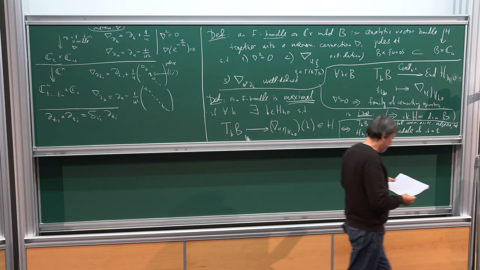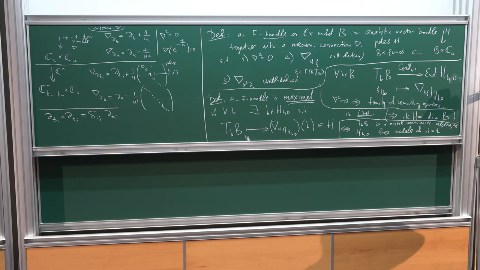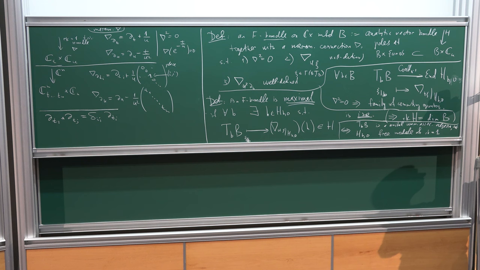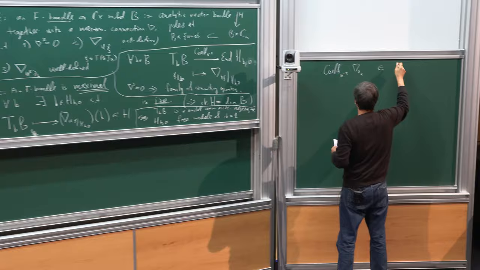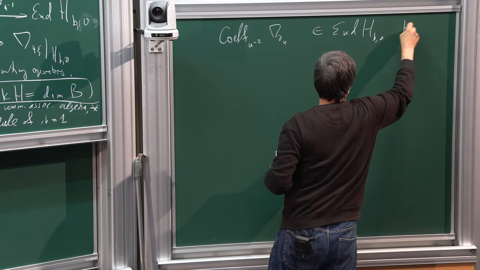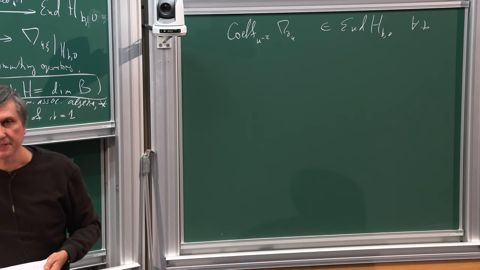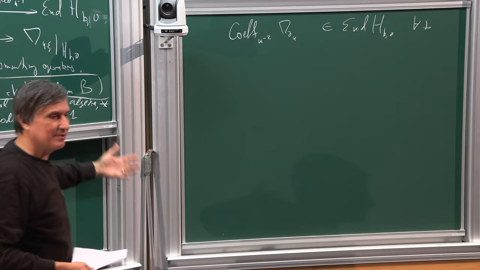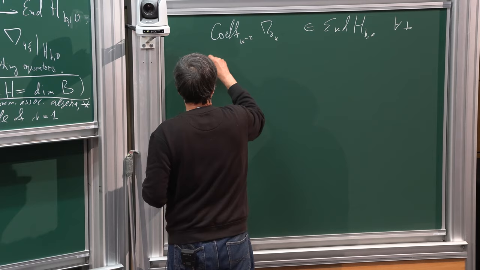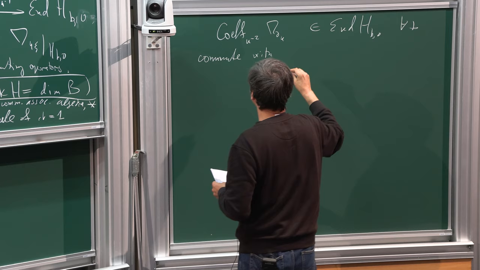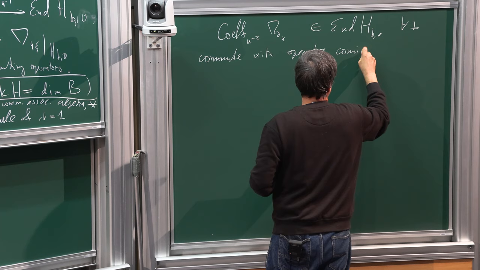And now, just one little remark. Now one can consider another operator acting on any fiber, namely consider the coefficient of u to the minus two of the derivative in du. It again belongs to the endomorphisms of the fiber at any b. You get a certain operator. And it also commutes with this algebra, so it should be given by the action of one unique element of this algebra. These operators come from the tangent space. Hence, it coincides with one of them.